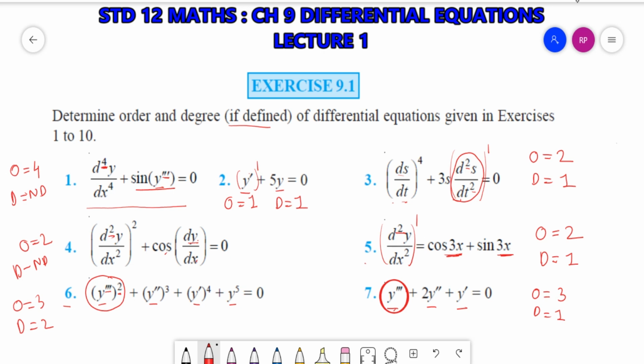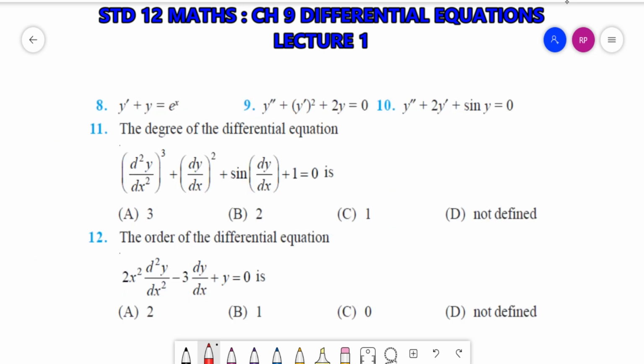Now let's see the next. That is question 8 to 10. Question number 8. y dash plus y is equal to e raised to x. So differentiated once, not at all. So order 1. And what is its power? 1. So degree is also equal to 1.